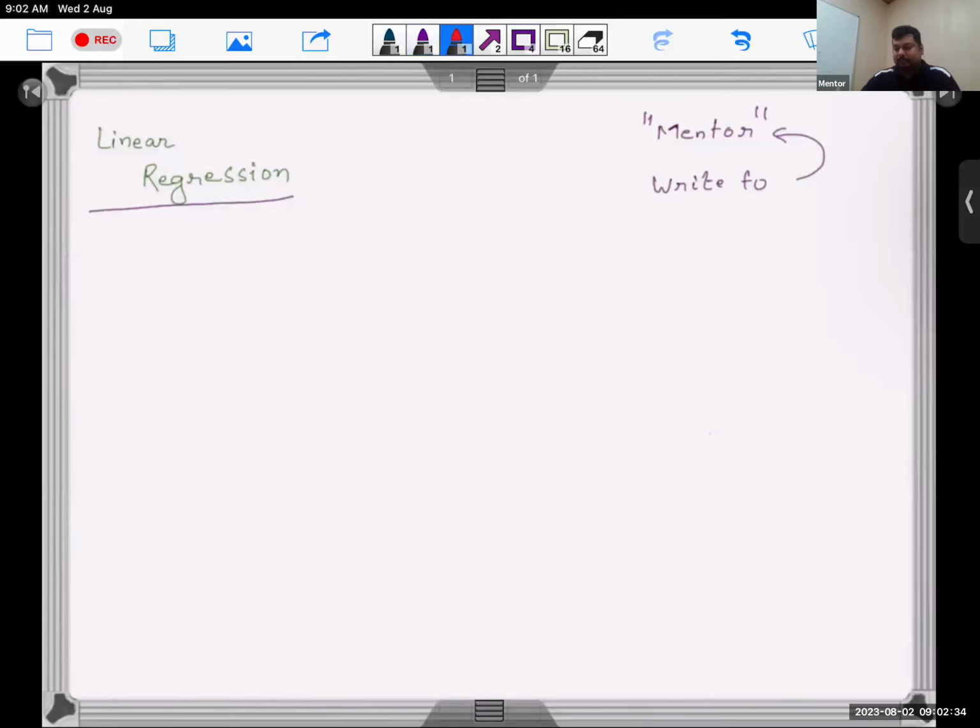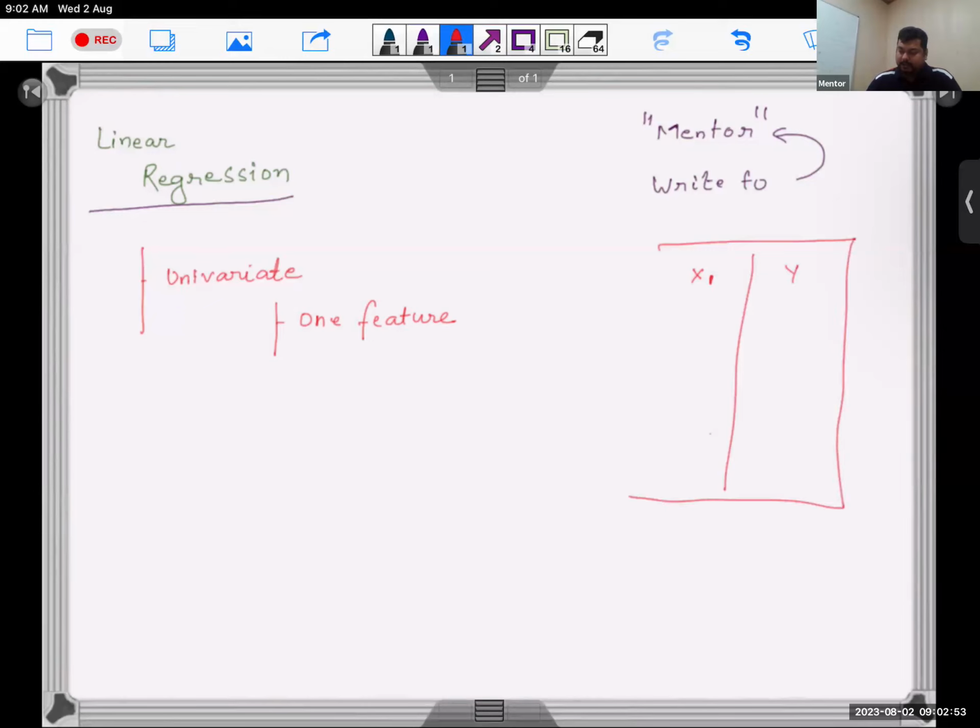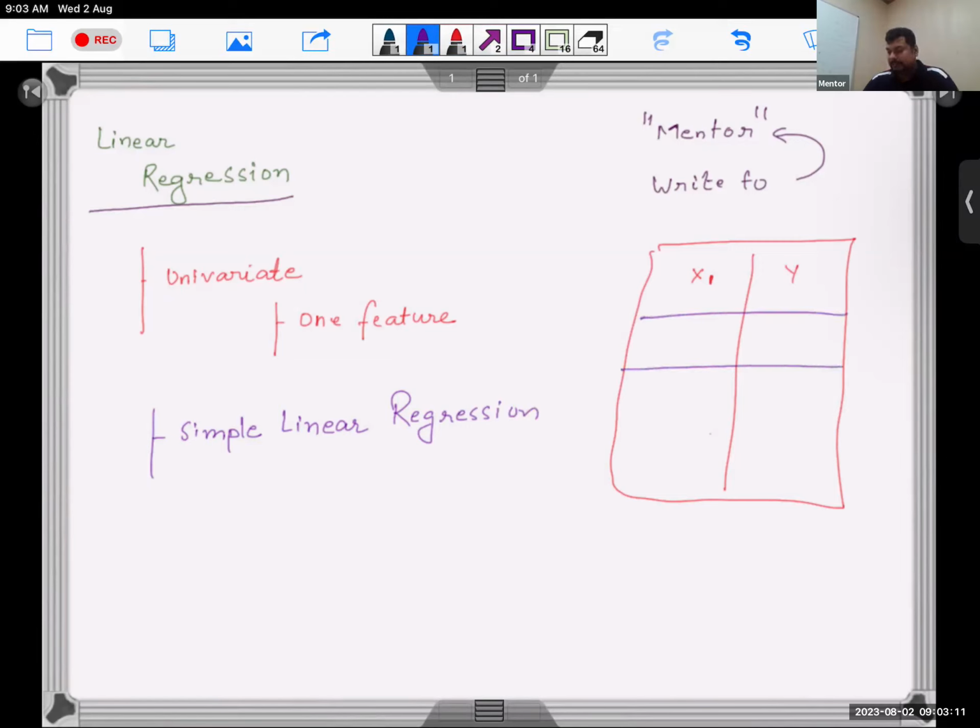So the idea is this: I'm going to start with univariate regression. Univariate means that there is one feature only. There's a single feature, and if you have one feature and one output, this is also called simple linear regression. There is a specific name for it. So I'm going to start with a generic example.